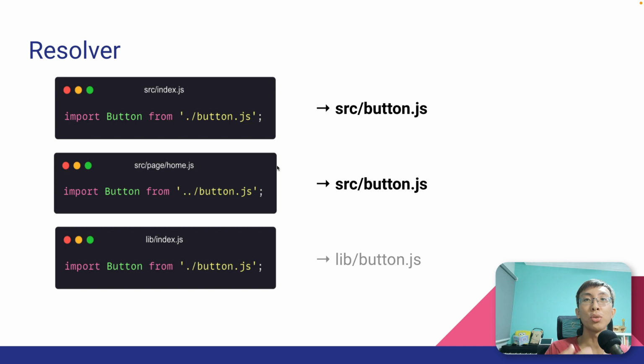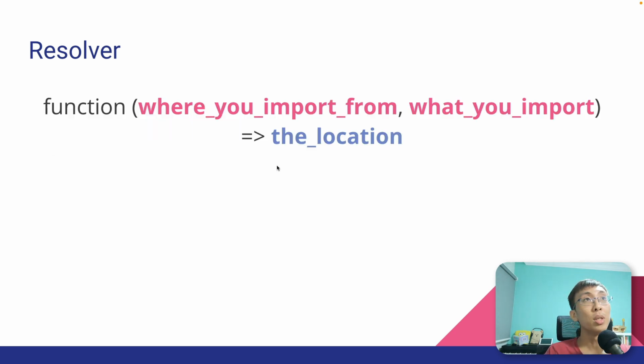The resolver function should return the same output. But for the third statement, although it looks exactly the same as the first statement, it actually resolves to a different location. This is a lib button, right? So it's a different folder. What does that leave us with? It means that the resolver function that we had just now needs one more input, which is where you are importing from.